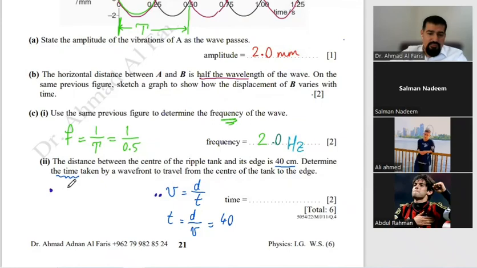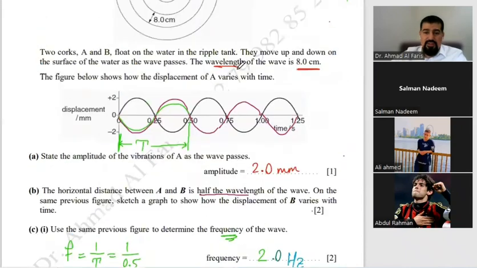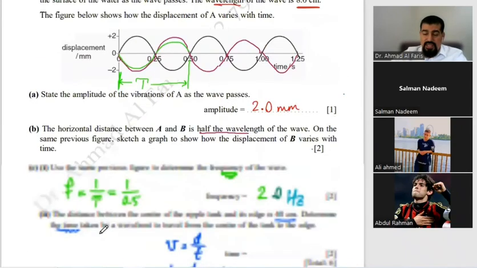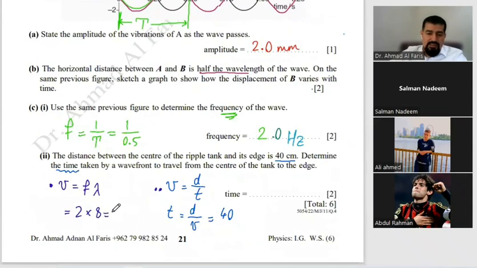What do we need in the first step? First, I need to find the speed of the wave. We know that speed equals frequency multiplied by wavelength. The frequency we just found is 2, multiplied by the wavelength, given in the graph and the information, which is 8 centimeters. So the speed is 16 centimeters per second. I'll substitute it here: the distance, 40, divided by the speed, 16. So 40 divided by 16 is 2.5 seconds. That's how long it takes the water waves to reach from the center to the edge of the ripple tank. Any question? Is it clear?